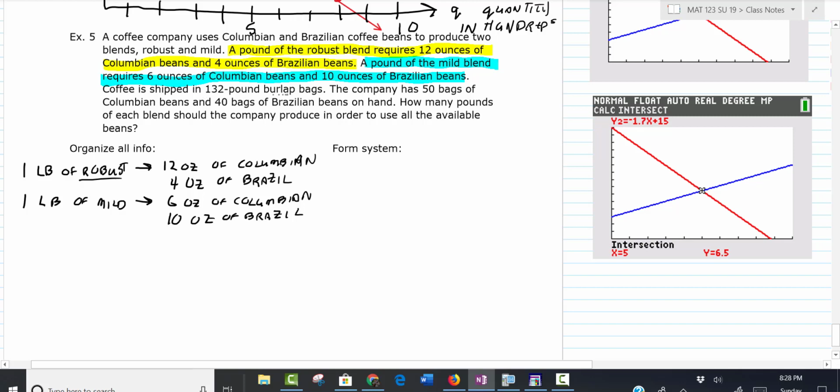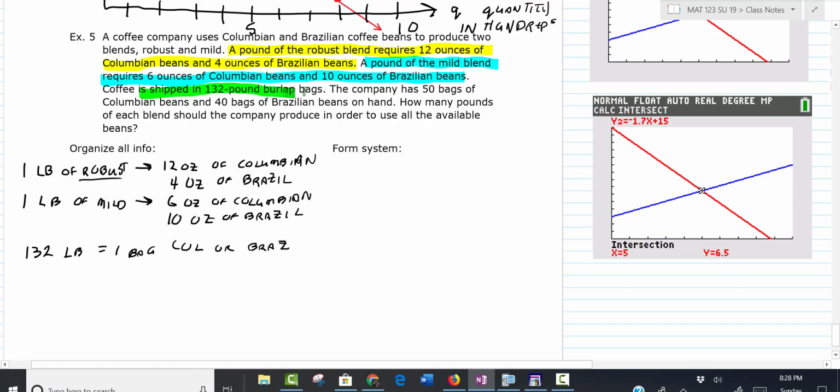Coffee is shipped in 132-pound burlap bags. Okay, so that's another piece of information. 32 pounds equals 1 bag. And that would either be the Colombian or the Brazilian. Okay, so that's another important piece of information. Then it says the company has 50 bags of Colombian beans.